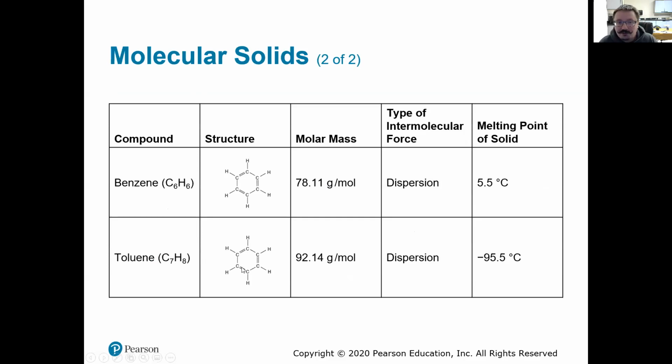I forgot to change the picture. You'll notice that the toluene here is identical to the benzene, but of course in reality they aren't. They have different structures. This should have an extra carbon atom. But what you can see is these only have one type of intermolecular force, London dispersion forces, and they have relatively low melting points in these instances.